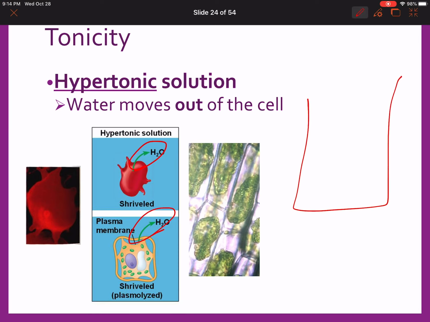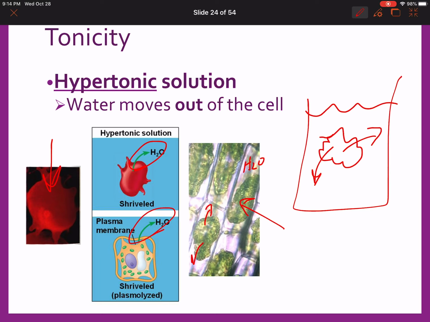So this causes the cell to shrivel up like a balloon where all the air leaves. It just shrivels. So here you see the red blood cell is shriveled up, and here the plant cell has pulled away from the cell wall. All the water has left it.